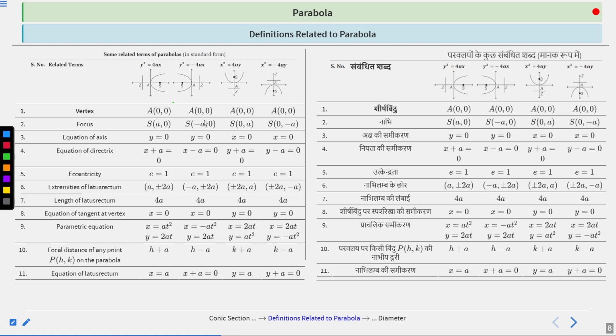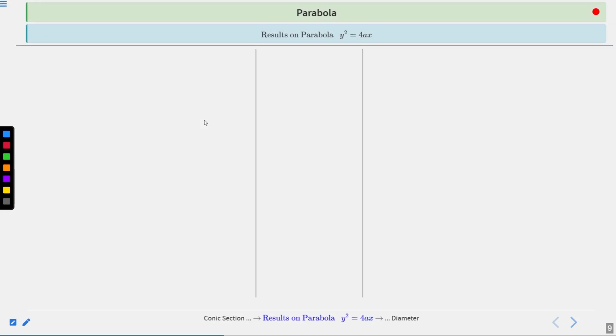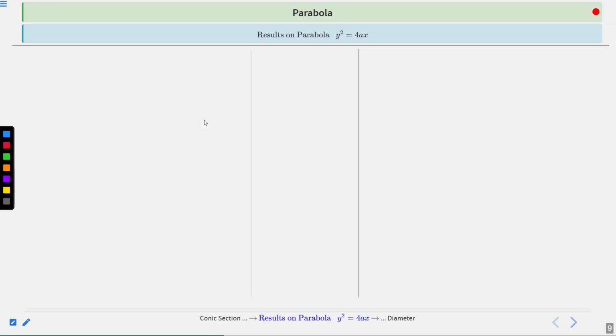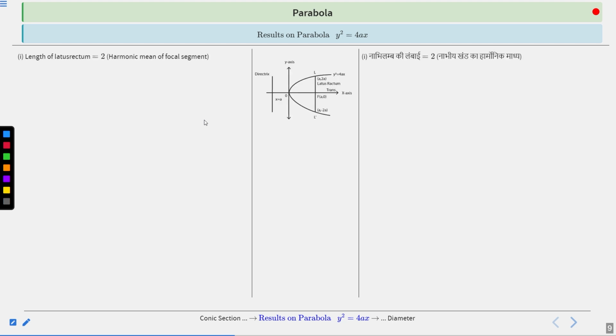Okay, so let's move on to results on the parabola y² = 4ax, the most standard form. The length of the latus rectum is 2 times the harmonic mean of the focal segments, right?